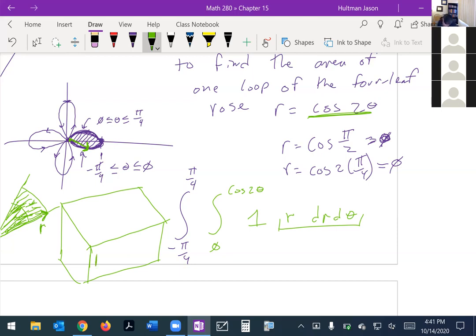Because aren't you just going to end up multiplying by 1? Aren't you going to find the base area and then multiply by 1 to get the volume? If z is equal to 1. Okay, and in this case, what are we doing? We're superimposing this 4-leaf rose on this, and then we're going to go down 1 unit.